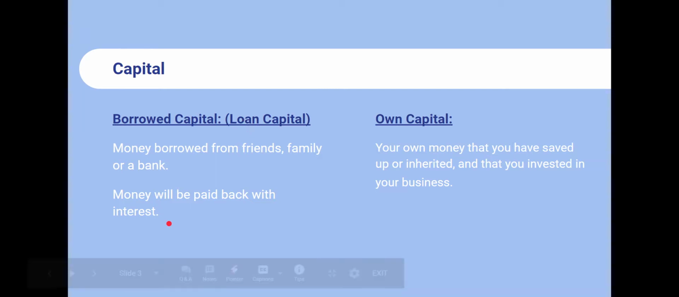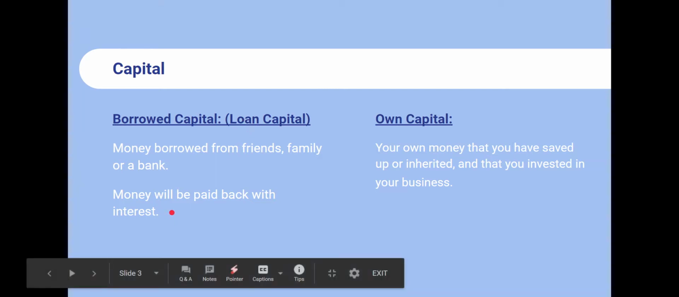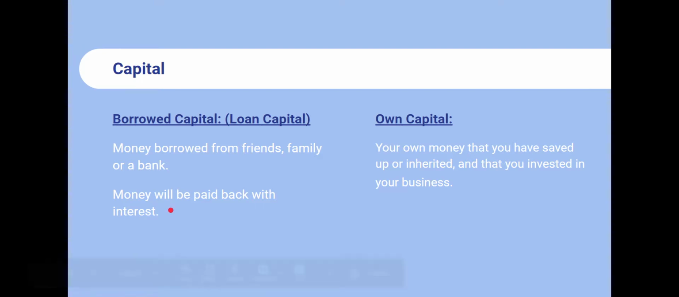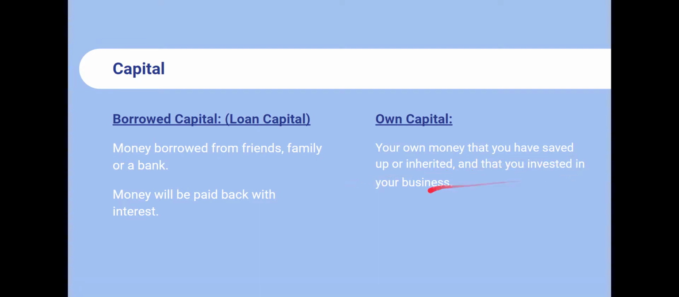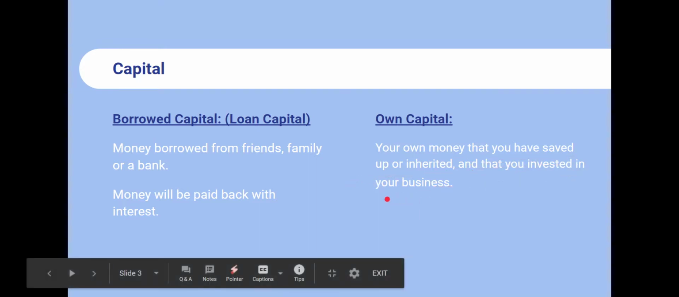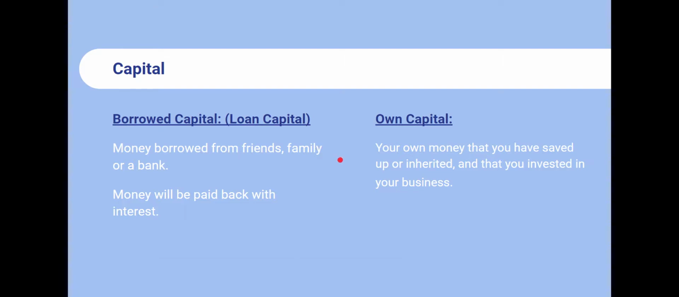You're going to borrow that to get your business up and running, and you have to pay it back in installments. So if I borrow 20,000 Rand, and every month I'm going to pay back 200 Rand plus 20 Rand interest, so I'll pay 220 Rand back until I've paid back the full amount. Own capital, your own money that you've saved, inherited, and you're going to invest in your business. Some people don't have to borrow capital. Some people do.